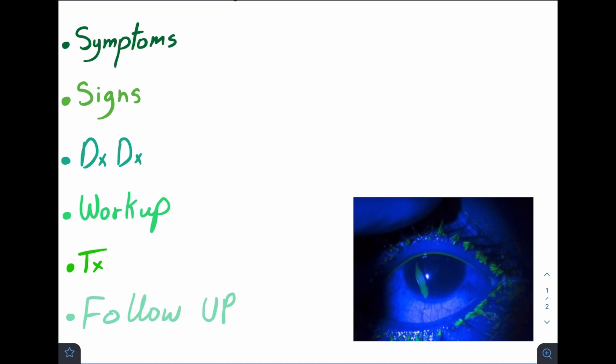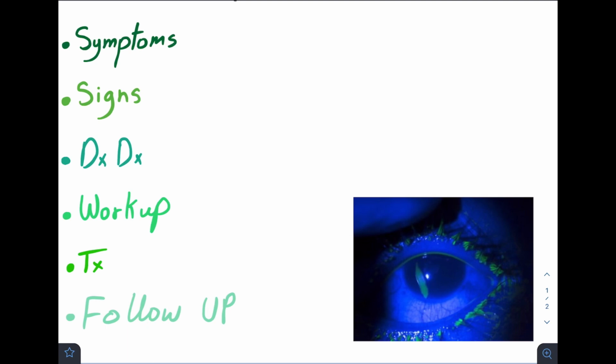The signs, as we saw in that picture, you should do fluorescein and the epithelial defect will stain. Absence of underlying corneal opacification, because presence of that could indicate infection or inflammation. These are the critical signs. There are other signs as well, like conj injection, swollen lids, mild AC reaction.